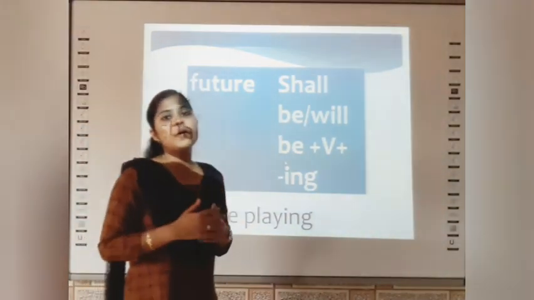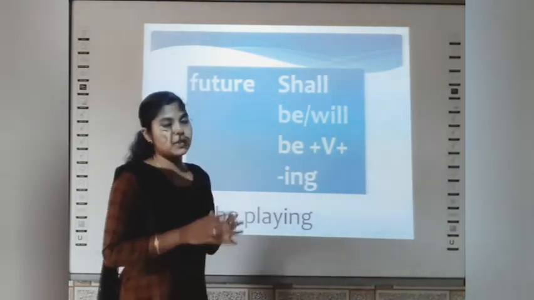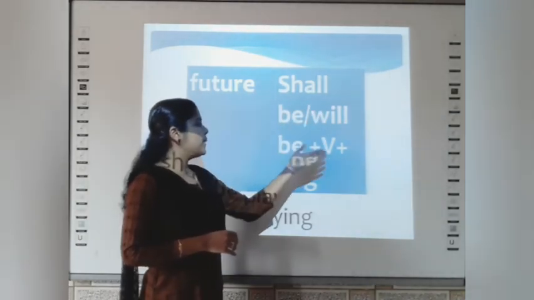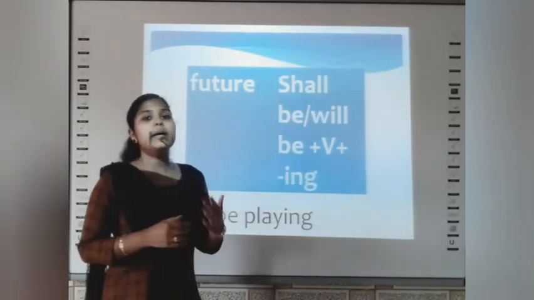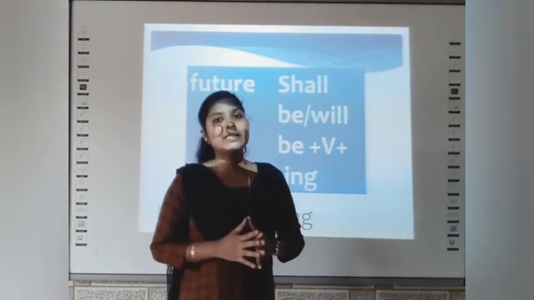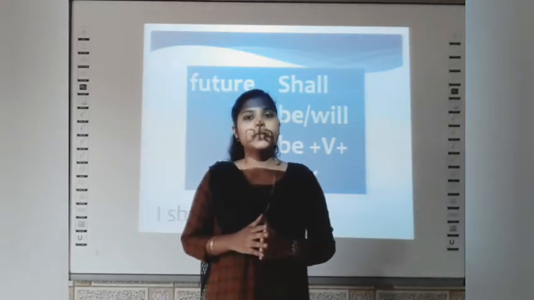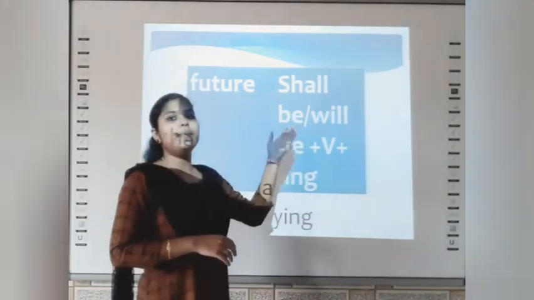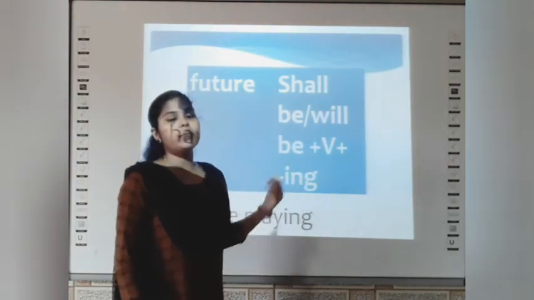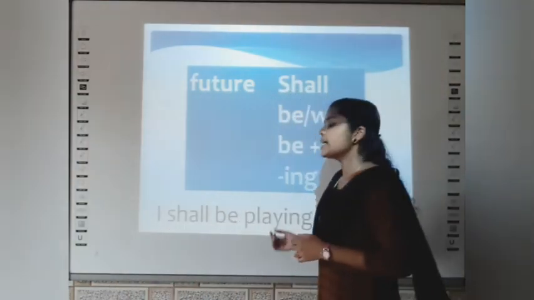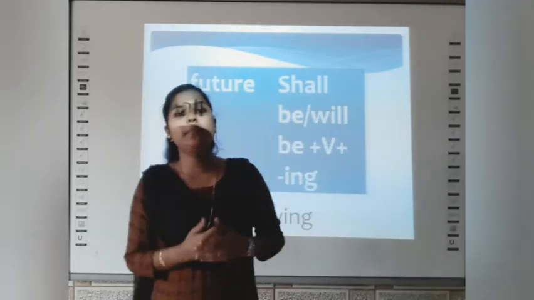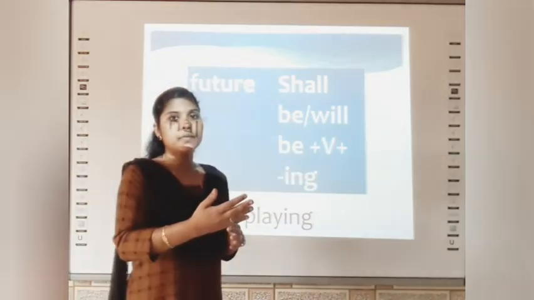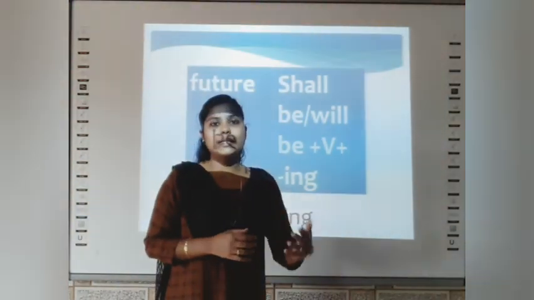Now comes the future tense. For future continuous or future progressive, shall be or will be plus verb plus ing. The be form of the verb for future tense is shall or will, isn't it? So for continuous tense we have to use shall be or will be plus verb in the ing form. For example, I shall be playing. He shall be playing.